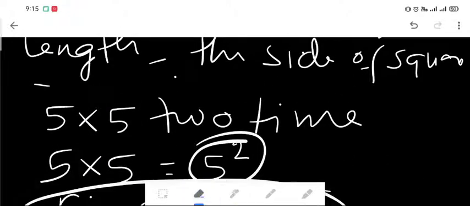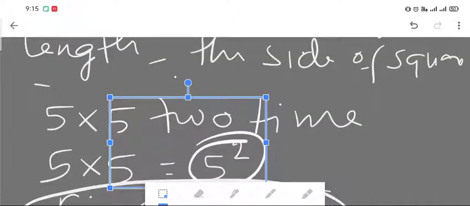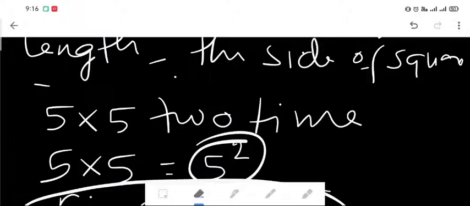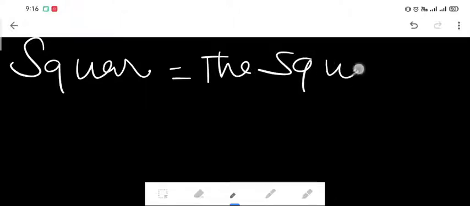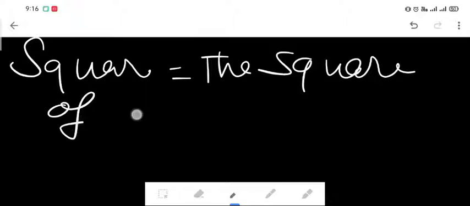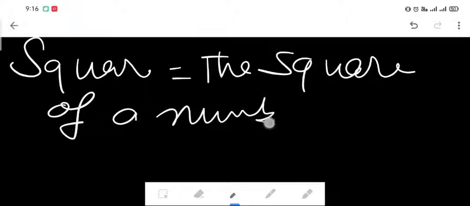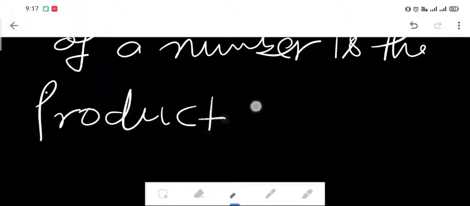So square can be defined as: the square of a number is the product of the number by itself.